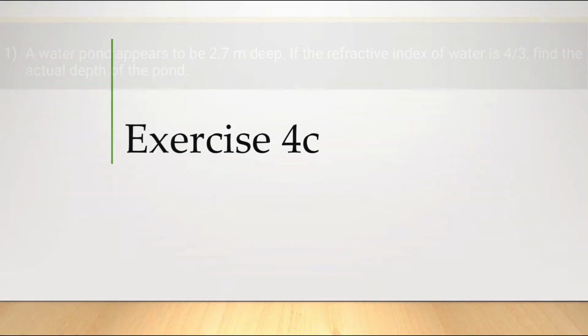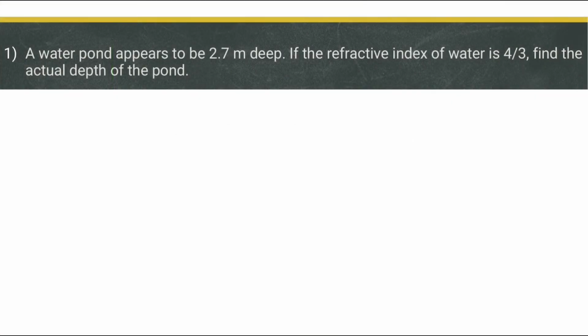Now exercise 4C. A water pond appears to be 2.7 meter deep. It appears to be 2.7 meter deep, meaning that is the apparent depth, 2.7 meter. If the refractive index of water is 4 by 3, mu is equal to 4 upon 3, find the actual depth, that is the real depth.